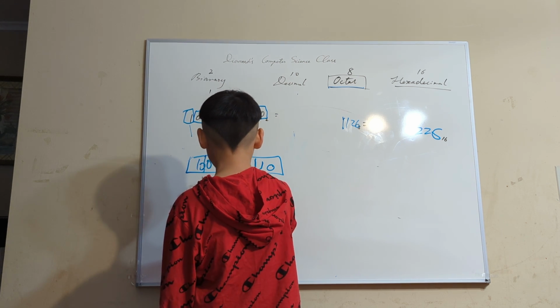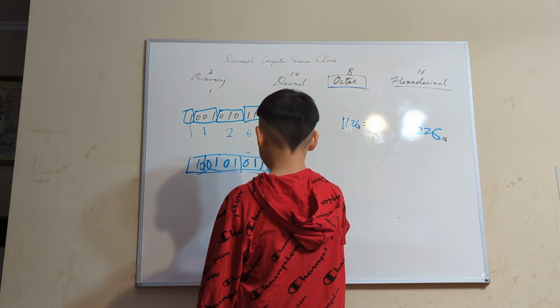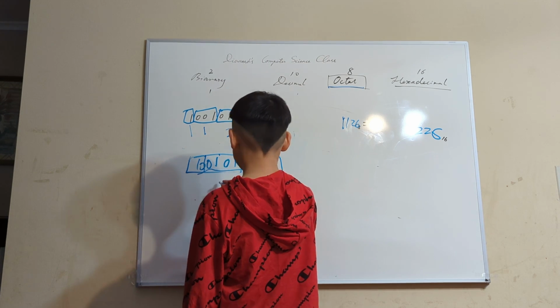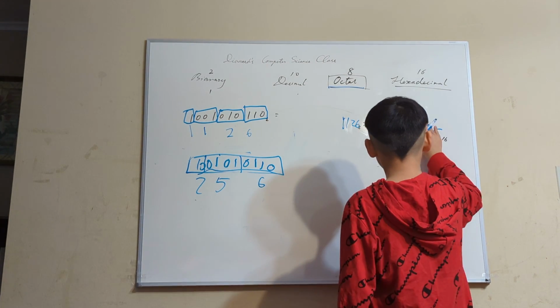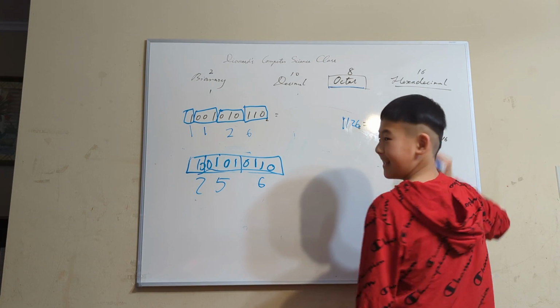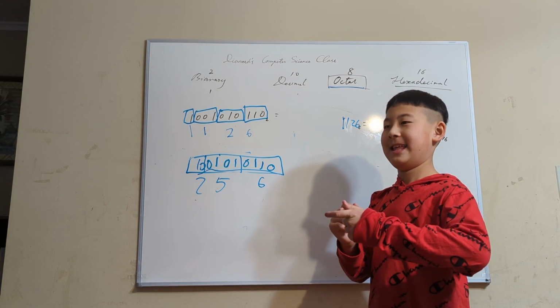Four of them. This is 6. This is 5. This is 2. This is 2, 5, 6. This time you are correct. Yes. Okay.